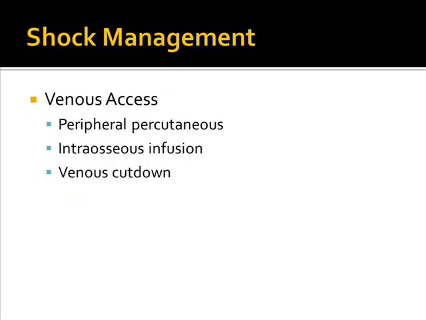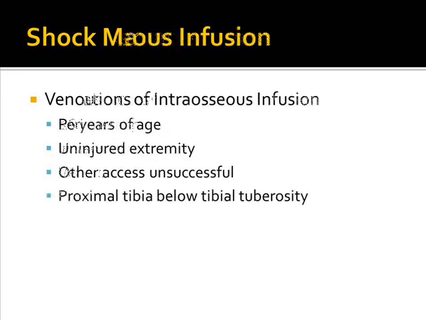require operation. Venous access is absolutely essential in shock management, and the preferred mode of venous access or infusion is a peripheral line. If that fails, we can do intraosseous infusion, quite useful in children and quite successful usually. But if that fails, we can also do a venous cut down.